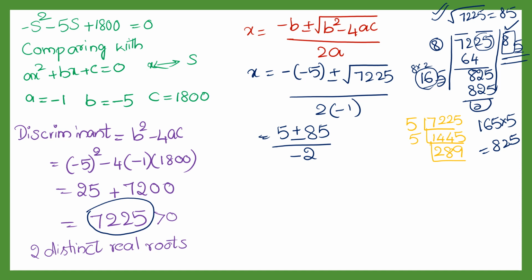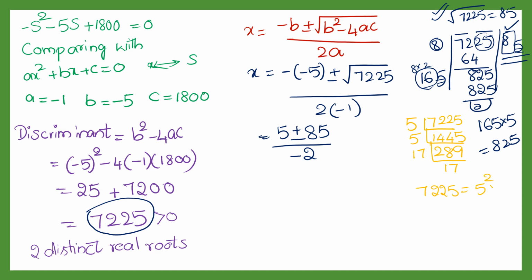Next is what? 17. 16 square is 256. 17 square is 289. 17 ones are 17. Next 1 will be left. 119. 17 17s are 289. Now 7,225 means what?